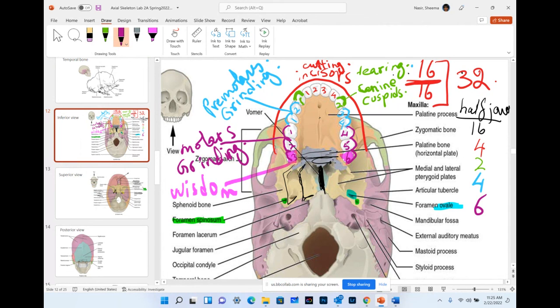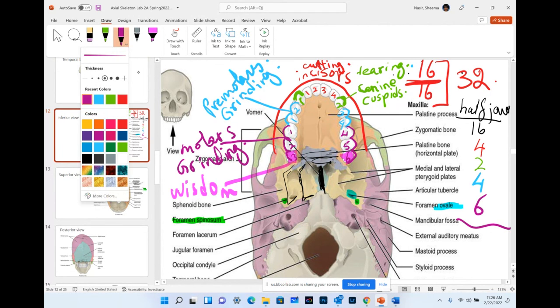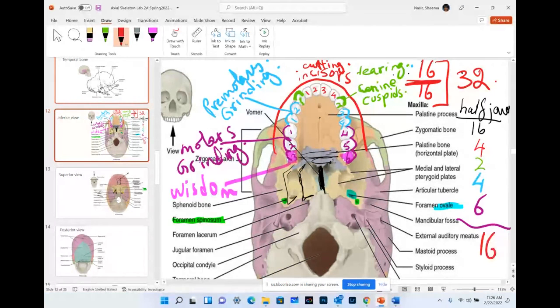So 4 plus 2, 6. 6 plus 4, 10. 10 plus 6, 16. And that is your total in each jaw. And if you talk about the entire oral cavity, then 16 plus 16, upper jaw and lower jaw, you add those and you get 32. And that is how it is.